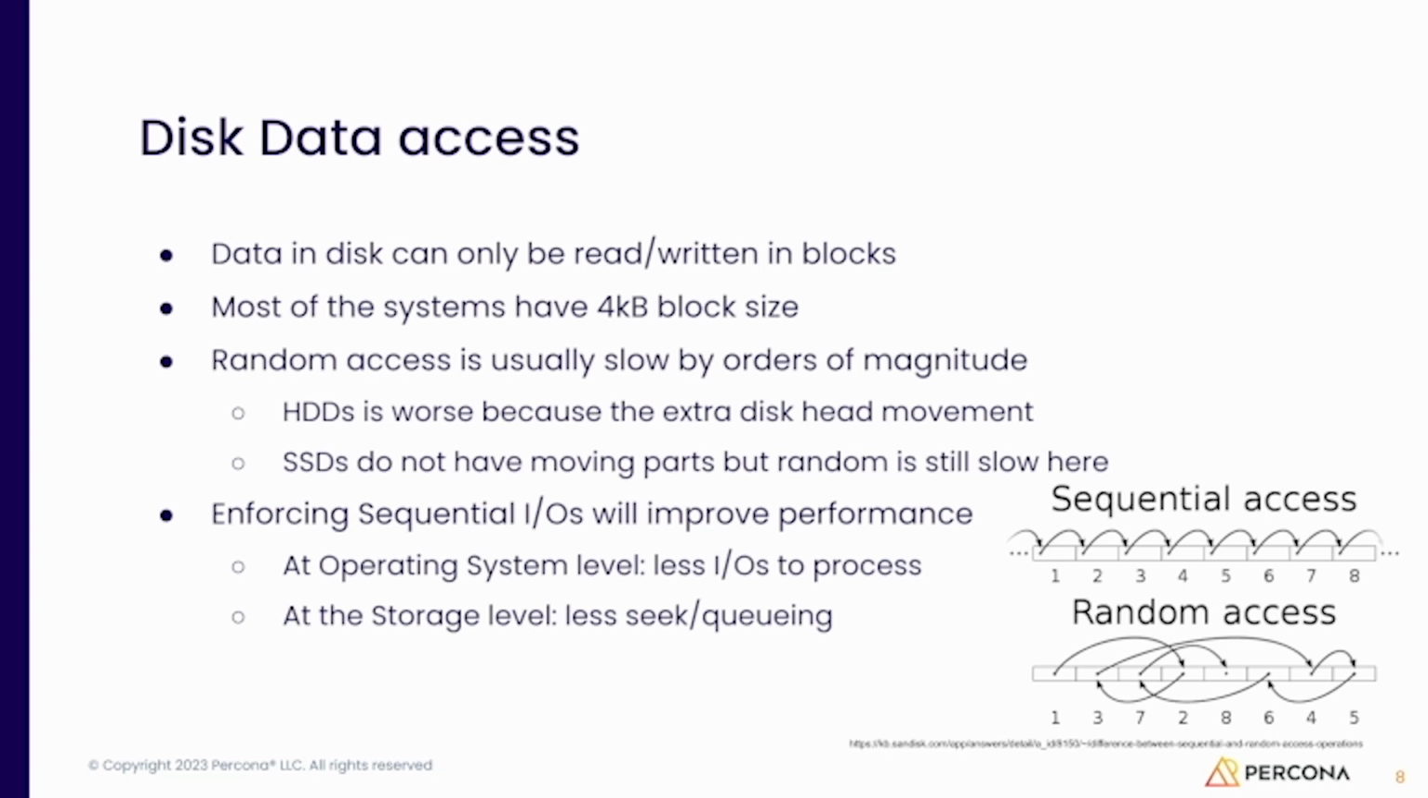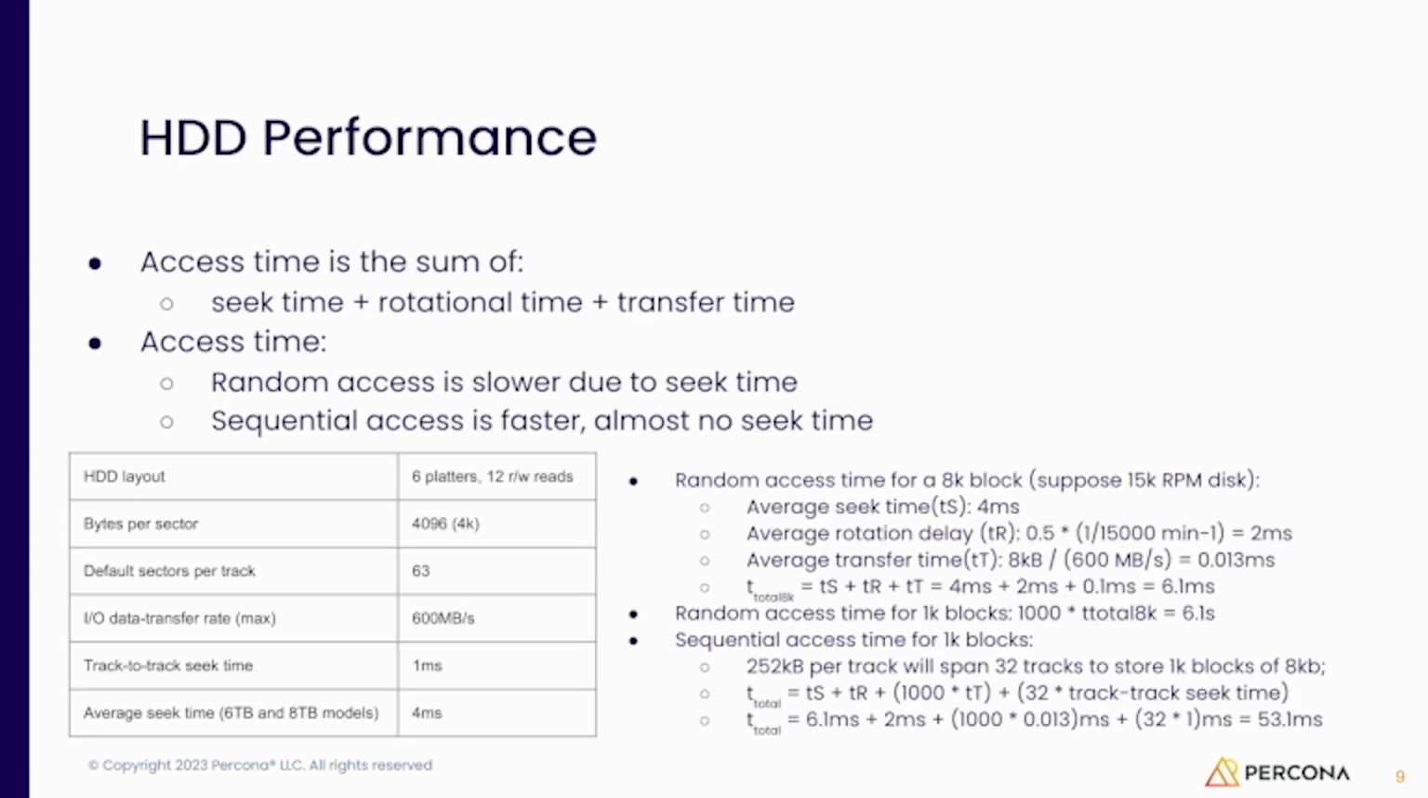On SSDs, we don't have that problem. We don't have moving parts. Everything is electrical components, but random access is still slower. Obviously not by orders of magnitude like on a spinning disk, but it still is slower. Depending on the SSD, sequential will be 3 times faster, or 5 times faster. It depends on how the manufacturer builds the drive.